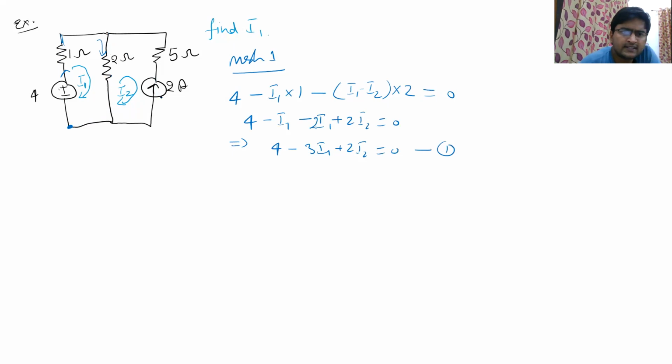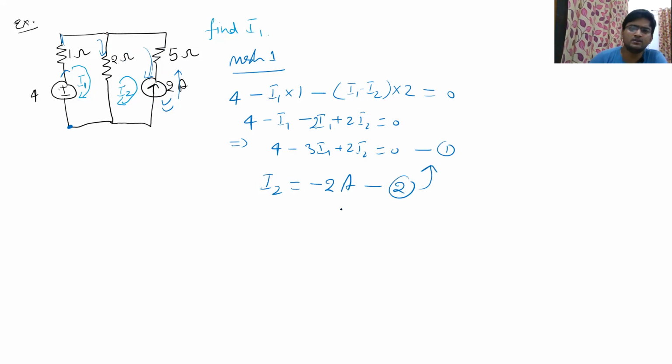But you can see that there is a current source in loop 2, right? So do we actually need to write a KVL equation? No, we don't, because this I2 current is flowing in this direction. So you can directly say that this I2 value must be equal to the opposite of this 2 ampere current, because this 2 ampere current is flowing in this direction, and you know that in any particular branch only one current can flow. So we don't actually need to write a KVL equation for the second mesh, and we can directly write I2 is equal to minus 2 ampere, right? So this is your equation 2, and you can directly put this equation 2 in equation 1.